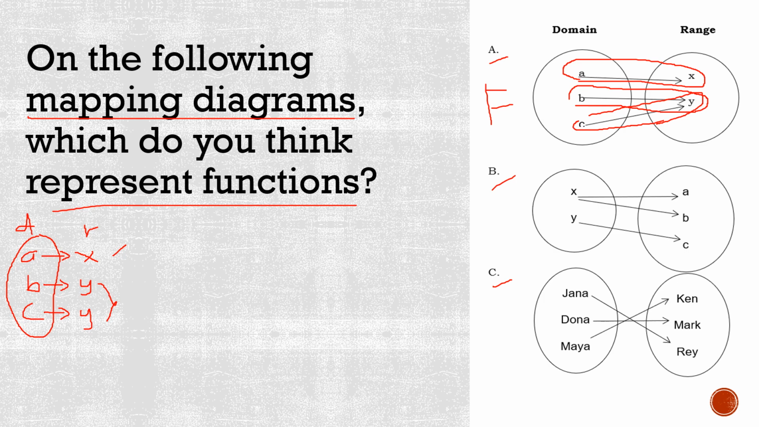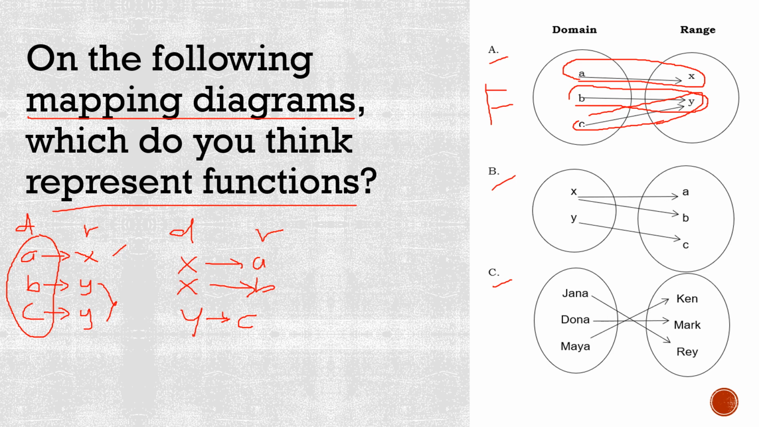For letter B, for your mapping diagram under your letter B, if we're going to dissect these values under your domain, if this is your domain and this will be your range, your X will be partnered to your A. Your X will be partnered again to your B. Then your Y will be partnered to your C.